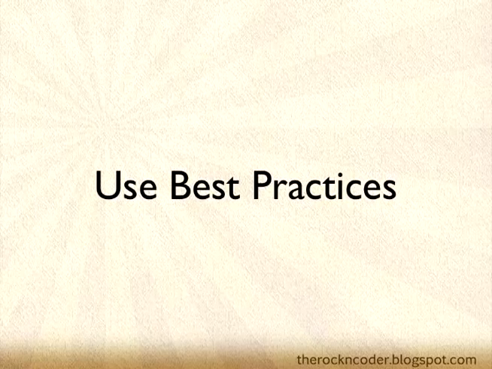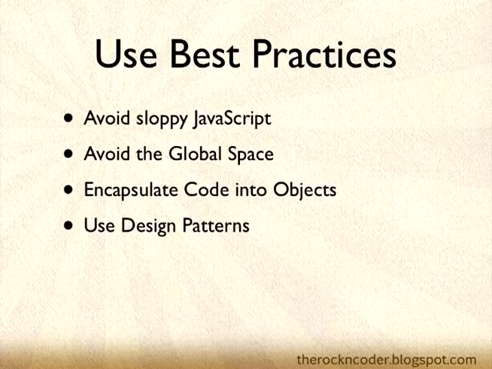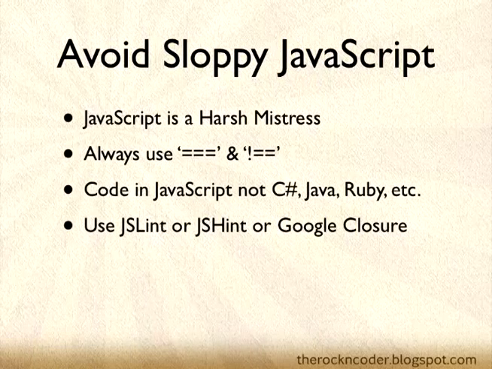One of the things that protects us in JavaScript is to use best practices. There's probably hundreds of best practices we can name, and I'm just going to stick to 4 main areas. One is to avoid sloppy JavaScript, avoid the global space, encapsulate code into objects, and use design patterns. And so now we get to look at some actual code.